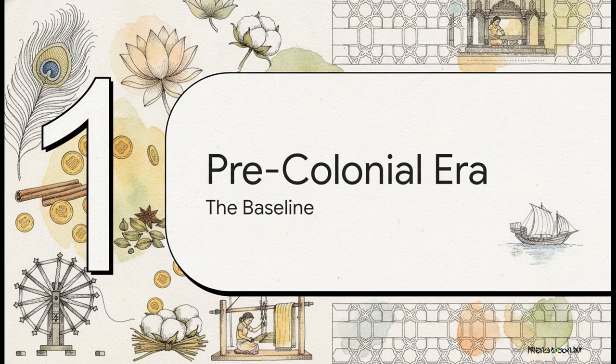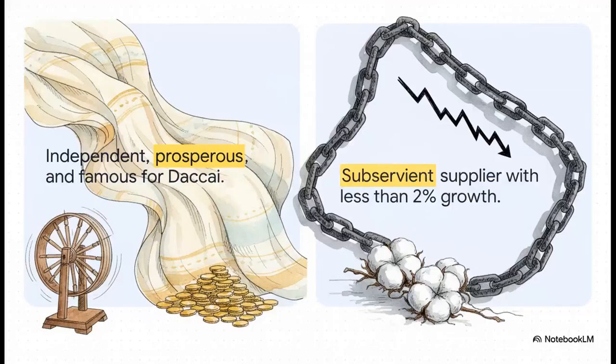Okay, let's jump right into Section 1. Pre-colonial economic prosperity, the baseline. To really grasp the decline, we first have to establish what the baseline was. Before the British arrived, India actually had a highly independent and prosperous economy. Sure, it was mostly agrarian, but it was also world-renowned for its incredibly fine manufacturing. Take Dhaka muslin, for example. This was a cotton textile from Bengal that was so exquisitely fine they literally called it Malmal Shahi, which means it was fit for royalty.